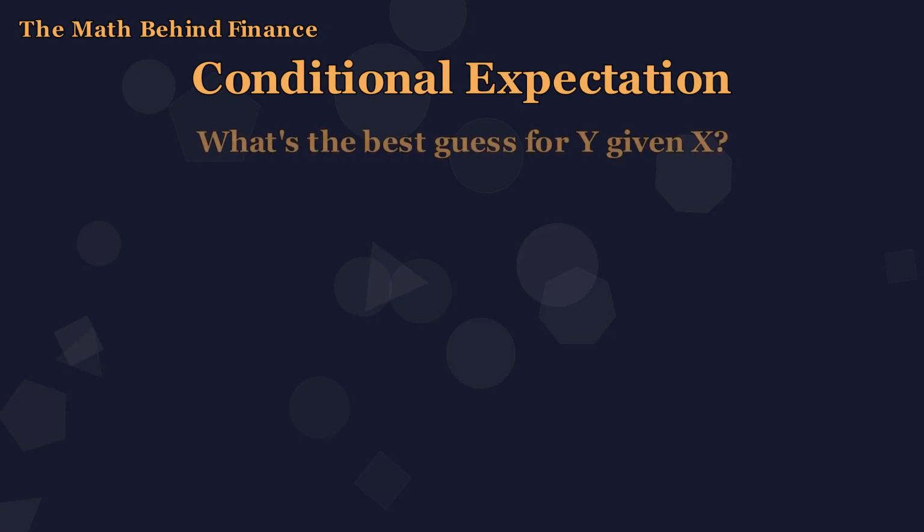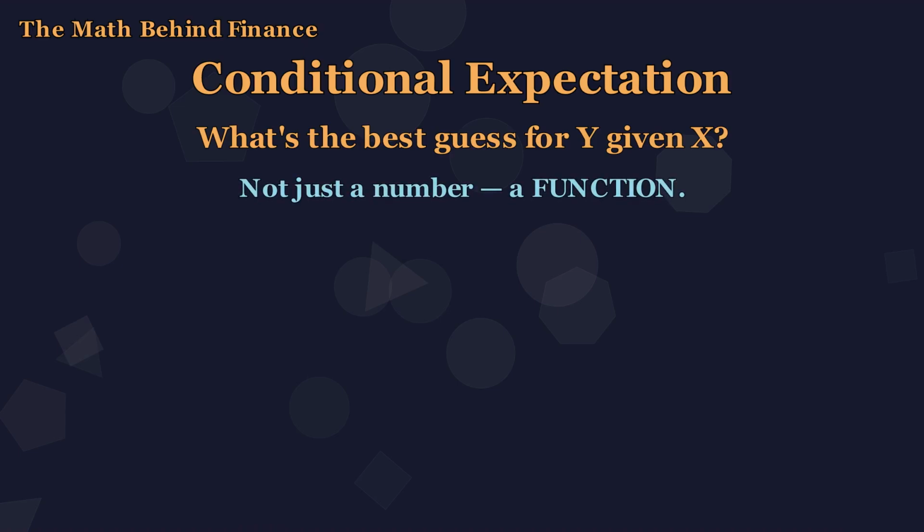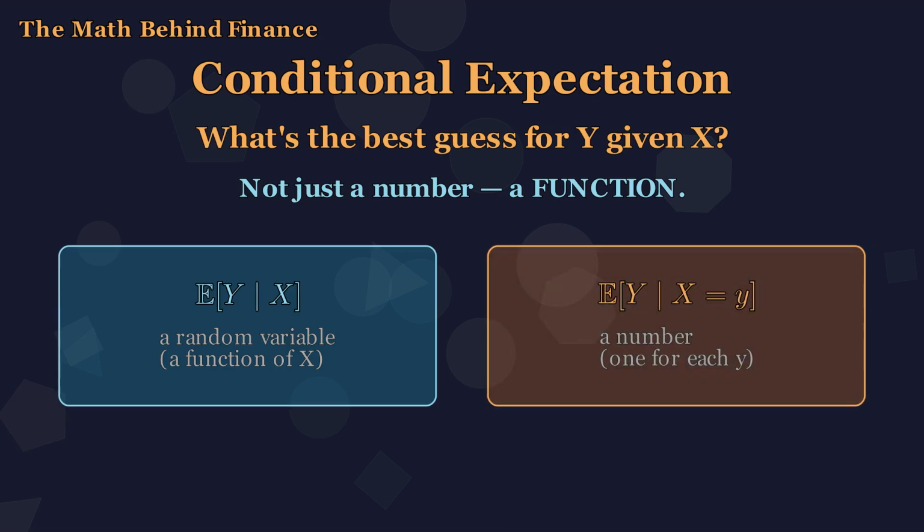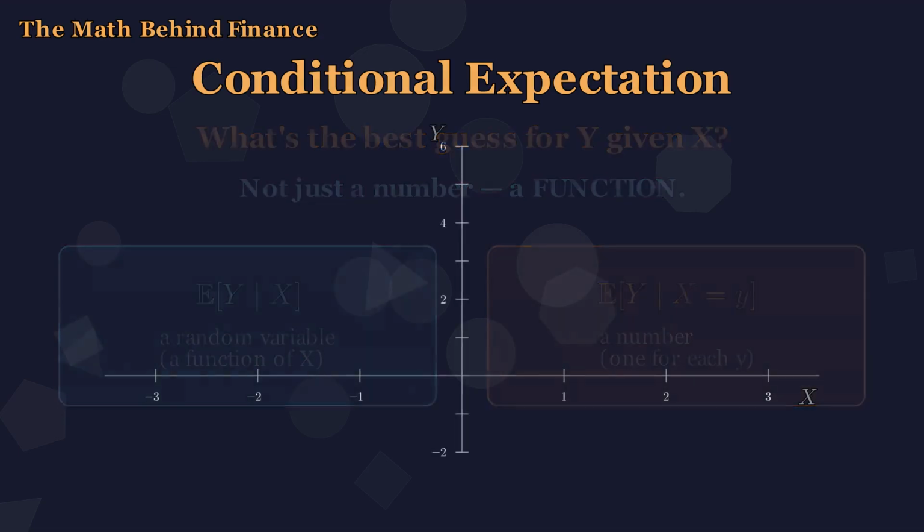Here is a simple-sounding question with a profound answer. What is the best guess for Y given X? Not just a number, a function. One best guess for every possible value of X. Be careful with the notation. E of Y given X is a random variable, a function of X itself. E of Y given X equals little y is the number that function produces at that particular value. Function versus number. Let's see it emerge visually.